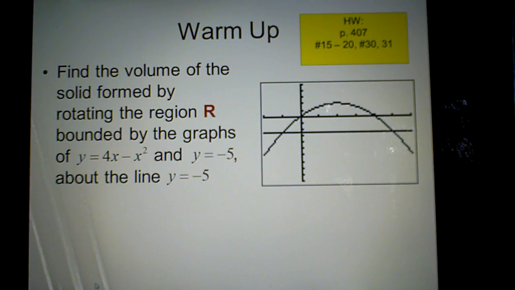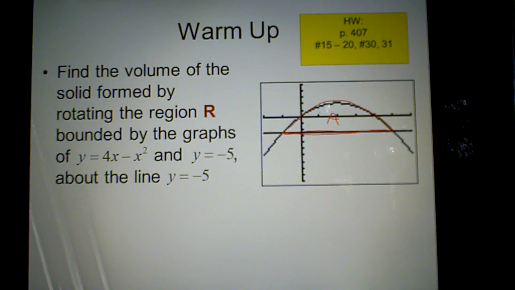I know it's a potato chip problem because when I drew it, they're telling me I need the graph 4x minus x squared, which is this parabola here, which hits, of course, the x-axis at 0, 0. But they're asking me to look at the line y equals -5. So this is the bounded area they're talking about.